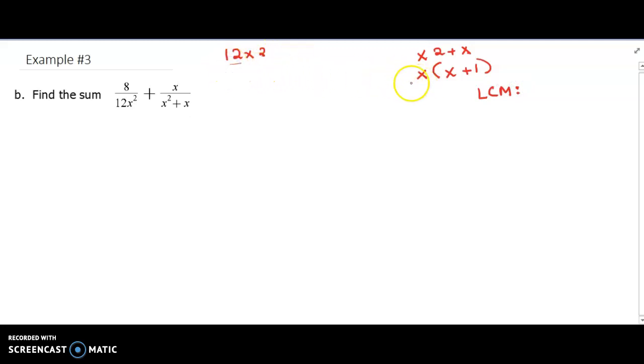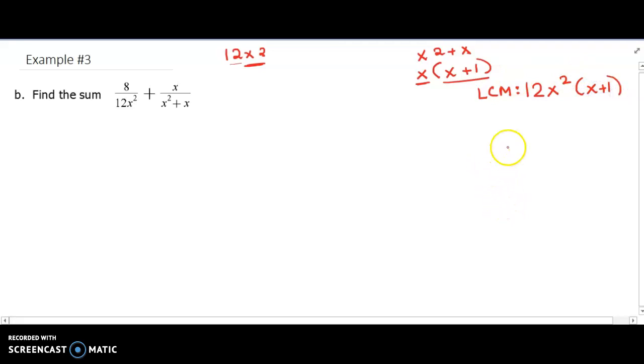Well, first of all, I just have a 12. I don't have a number over here, so 12. I have an x squared and an x. I want to take my bigger of the two, so x squared. And then because I have to account for everything, I'm just going to have an x plus 1. Okay, so I'm going to change my denominator of both to 12x squared, x plus 1.